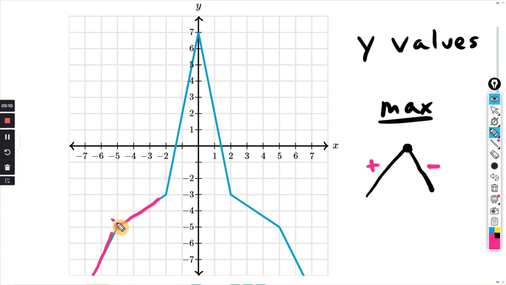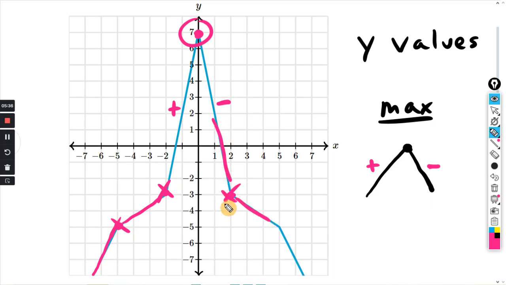So this point here does not count. This is a positive slope. This is a positive slope. This point here does not count. This is a positive slope. This is a negative slope. So this point here is good. Right here is positive, and right here is negative. So that point's good. This is negative, and that one's negative.